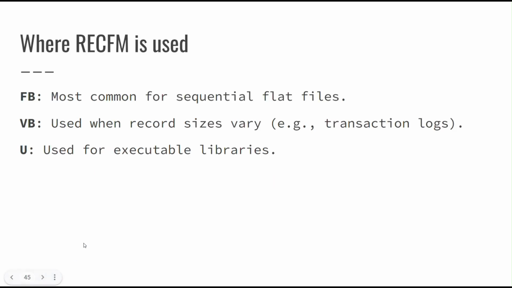Where is RECFM used? RECFM, which means record format. If we put the record format as FB, which is fixed block, it is commonly used for sequential flat files, which is PS. VB, which is variable block, is used when record size varies, like transaction logs. U, which means undefined, is mainly used for executable libraries, unlike VSAM datasets.